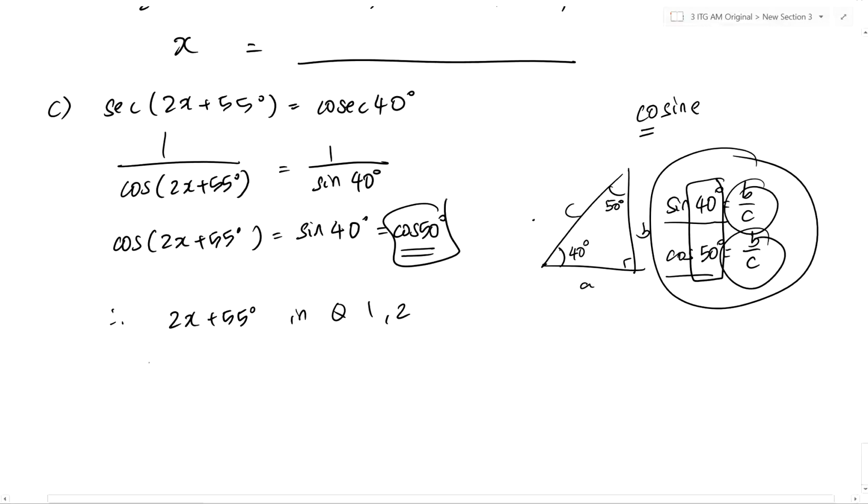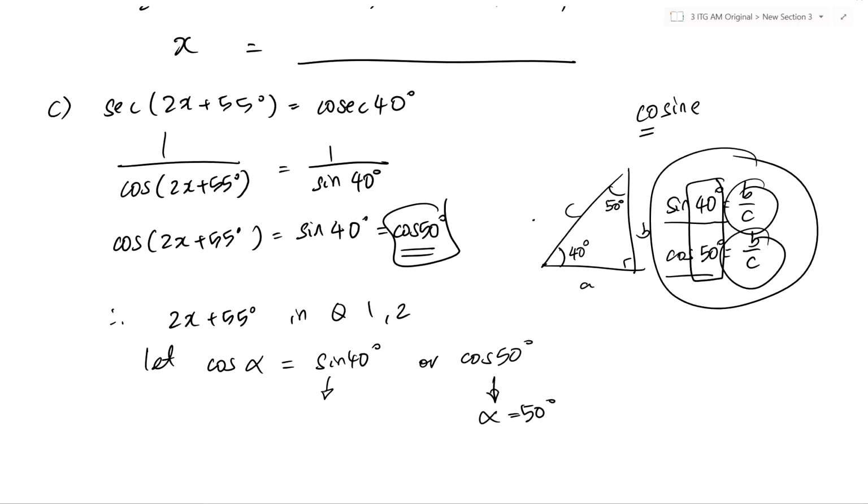Alright, so let cosine alpha be equal to, either you write sine 40 degrees or you can write cosine 50 degrees. Now if you choose this, then it's very clear alpha is 50. If you do it this way, inverse cosine of sine 40, it gives you exactly 50. So it still gives us alpha equals 50 degrees.